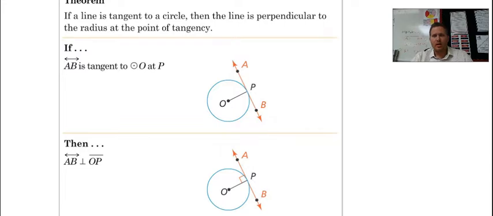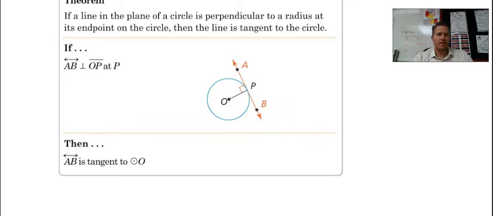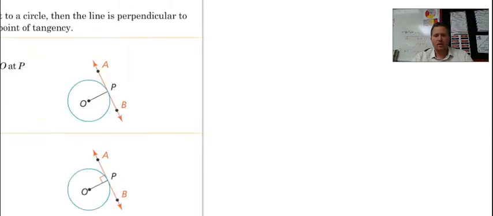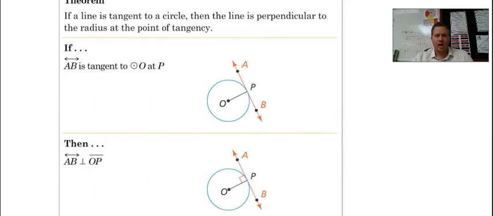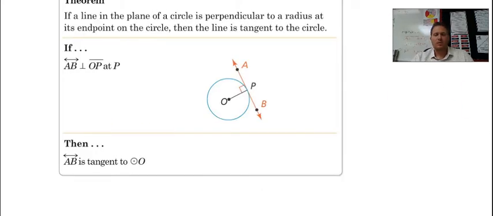The next one is just the converse of the first. It says if a line in the plane of the circle is perpendicular to the radius at its endpoint, then the line is a tangent. Remember when we did converses, we just said flip. So if we know that this line and the radius make a 90-degree angle, then we know that line AB has to be a tangent. We had that if it is a tangent, the radius creates 90 degrees. Next one, just the converse.